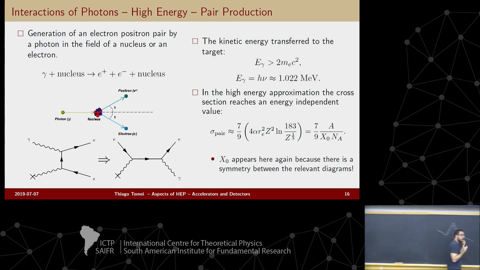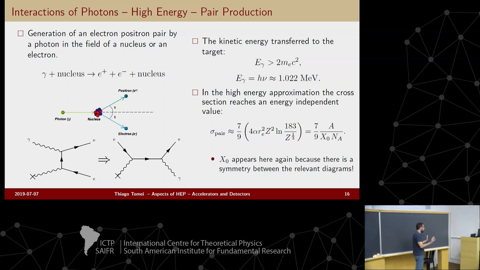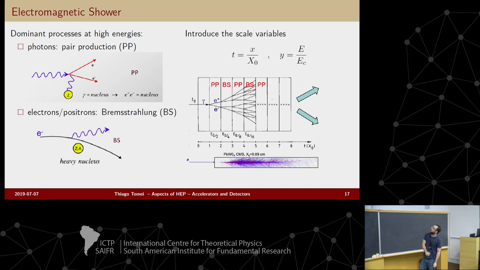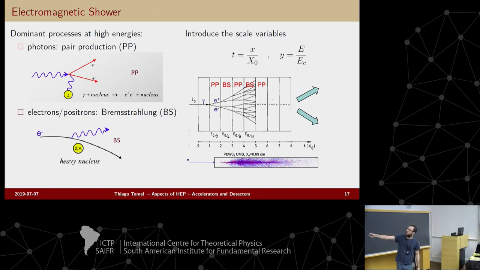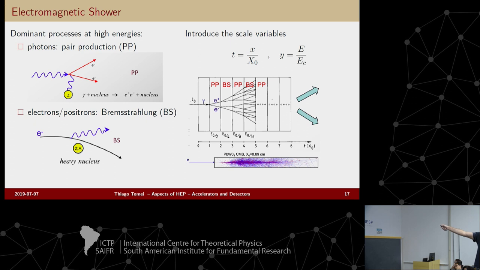Okay? Now, pay attention to this. The same quantity is responsible for characterizing both the interactions of electrons and photons in a material. So all the electromagnetic interactions for electrons and positrons. If the dominant process at high energies for photons is pair production like this, and for electrons and positrons is Bremsstrahlung like this, and you have high enough energy in the beginning, you can see that you can introduce scale variables like length in terms of length of interaction, energies in terms of critical energy, and you have a photon which gets in the material here. After one interaction length, it opens up in an electron-positron pair. These guys are also high energy, so they radiate. Then after another, so you see how it goes, right?